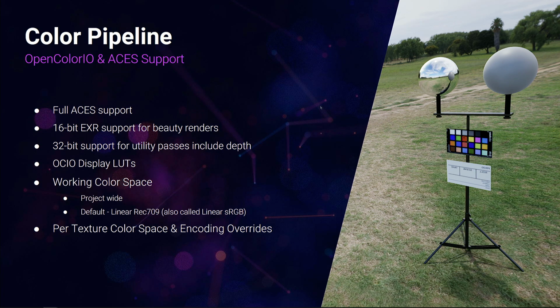Before we talk about rendering, I want to talk about the color pipeline. The color pipeline is critical for virtual production as well as for visual effects and animation. And so it's really important that we have a robust pipeline. Unreal Engine's color pipeline uses industry standard OpenColorIO and has full support of the ACES Academy Color Encoding System.